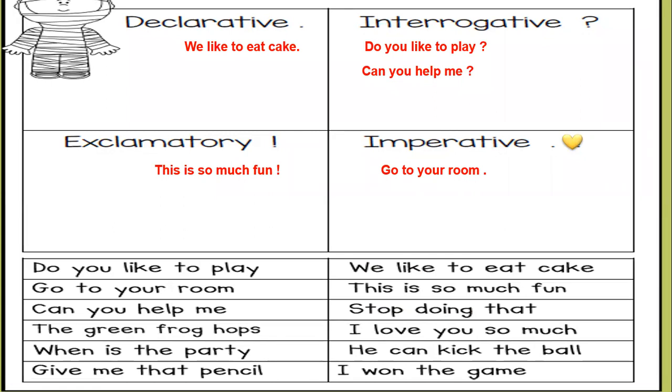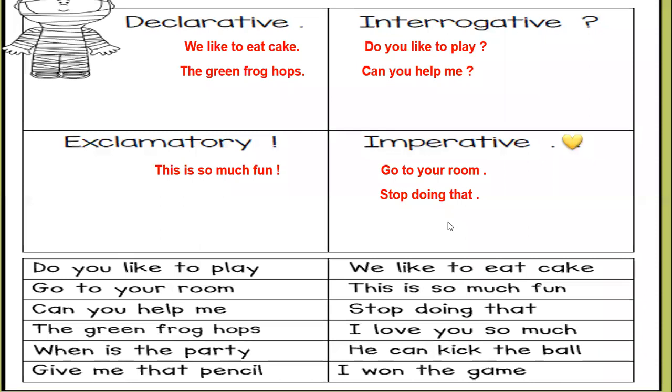Great. Very good. It's imperative. Very good. The green frog hops. Yes, very good. It's a declarative sentence. Great, guys. Great.